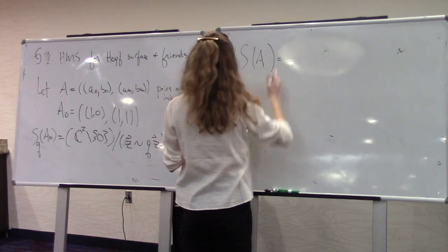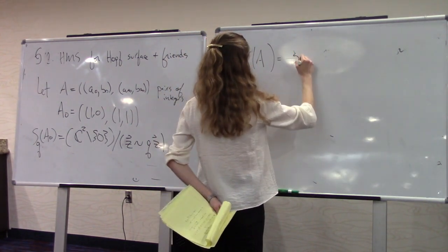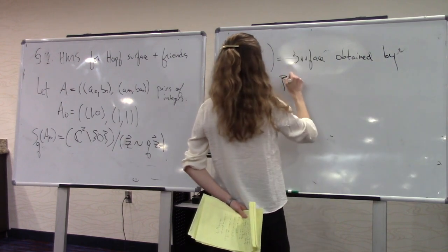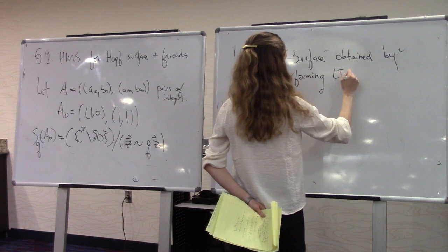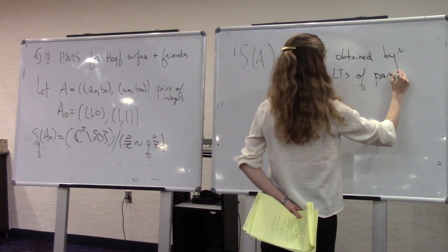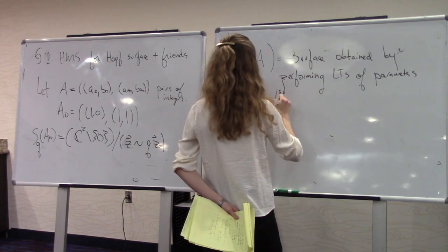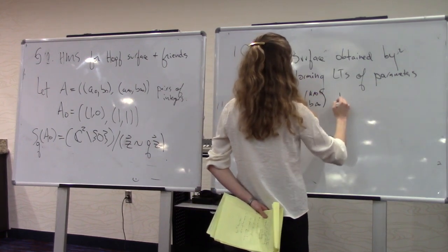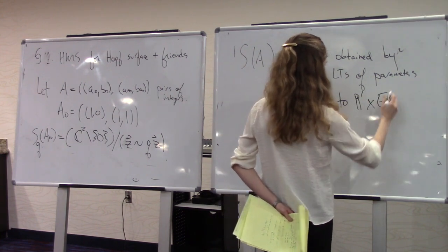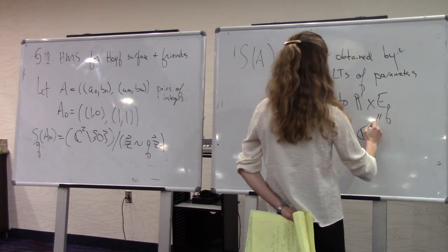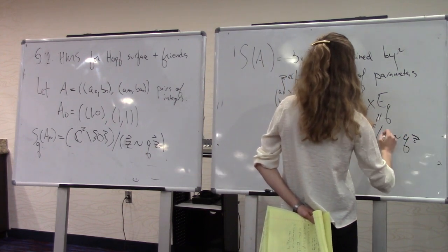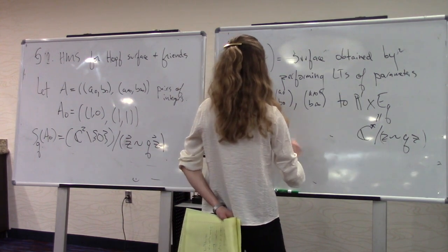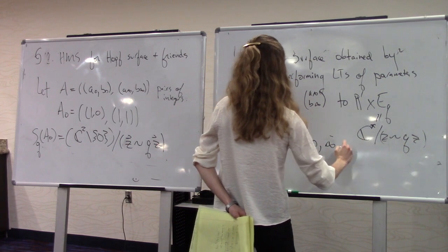So S of A is going to be the surface obtained by performing log transforms of parameters A naught, B naught, A infinity, B infinity, to P1 times E_Q. So E_Q is going to be the elliptic curve with modular parameter Q. So this is C star mod Z acting by Q. So you perform log transform of these parameters to P1 times E_Q over 0, infinity, respectively.